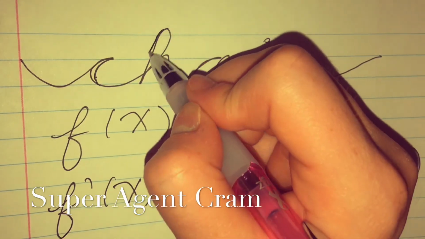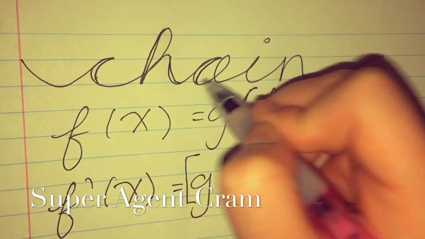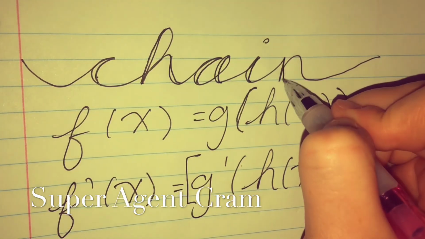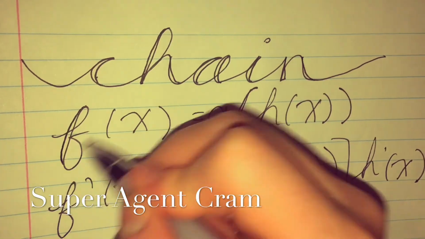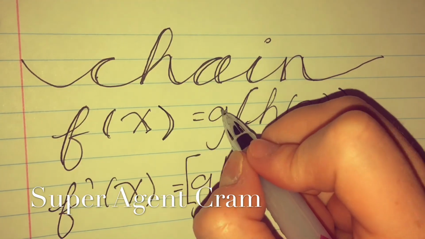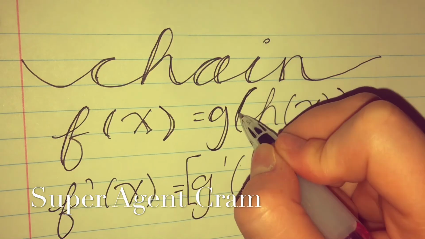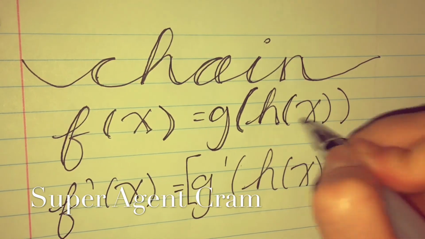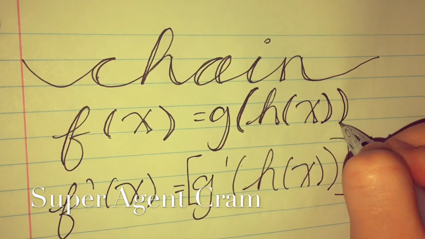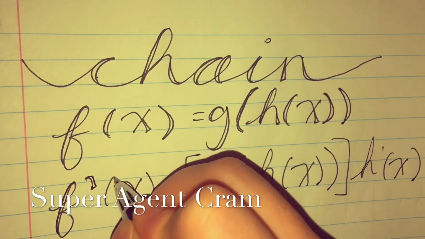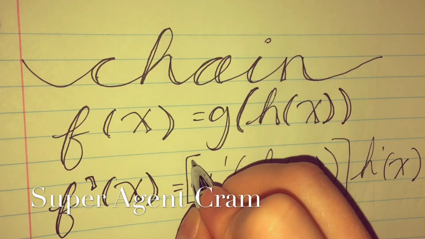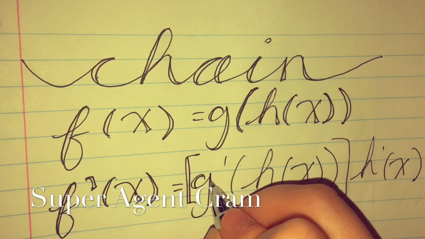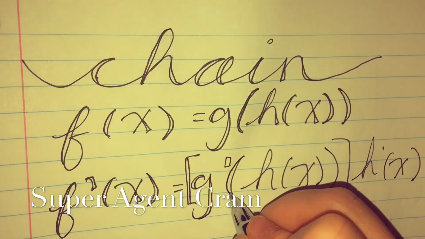This rule indicates that when you have a composite function, the derivative is the derivative of the outside function with the original inside function multiplied by the derivative of the inside function. This rule may also be written in the alternative dy over du times du over dx notation, as will be discussed later in this video series.